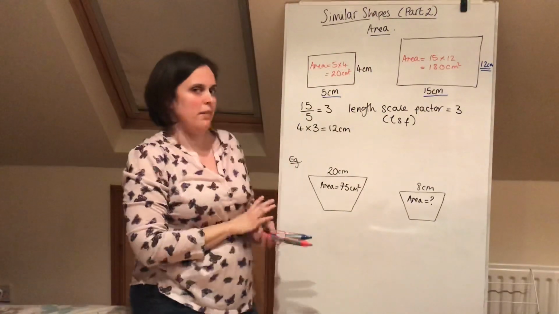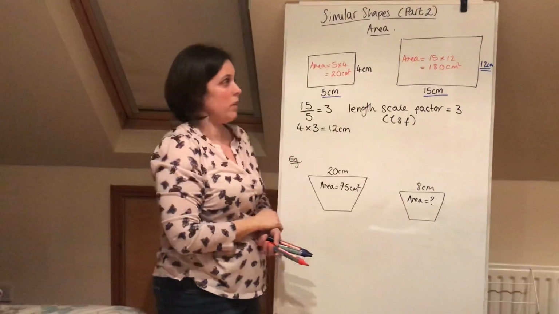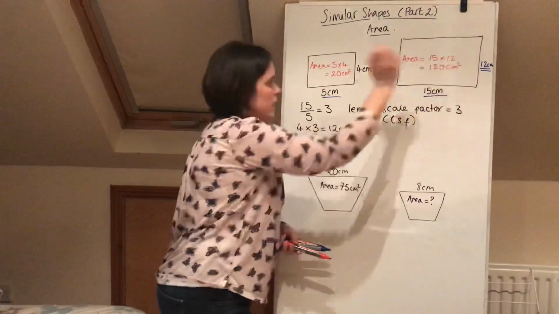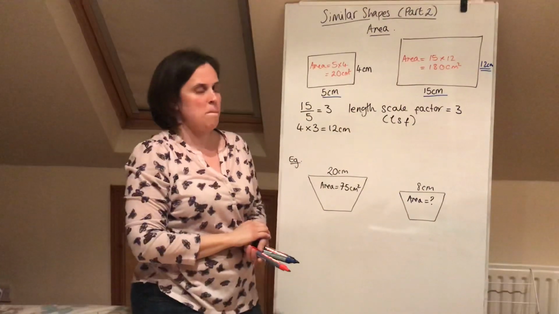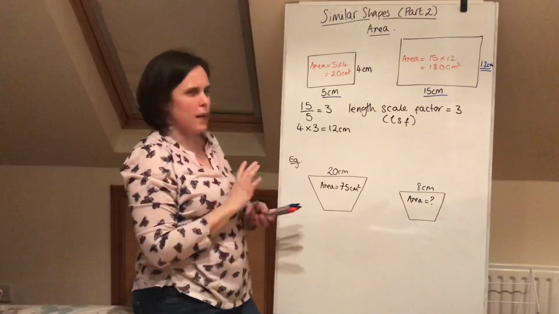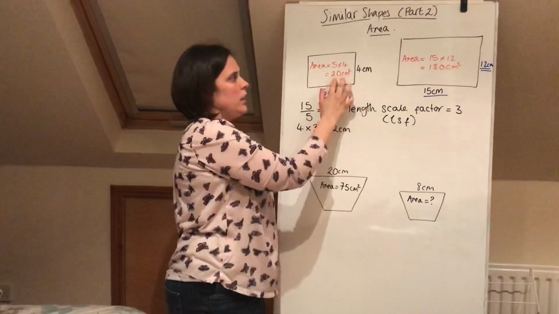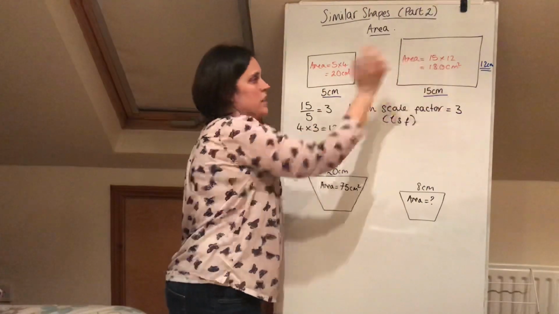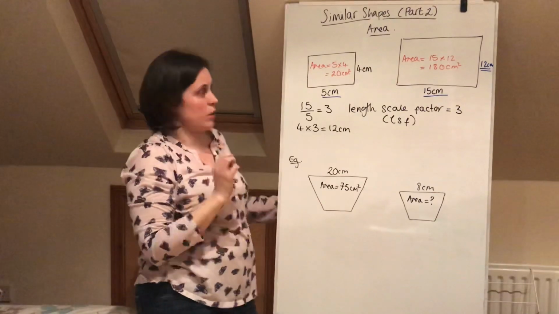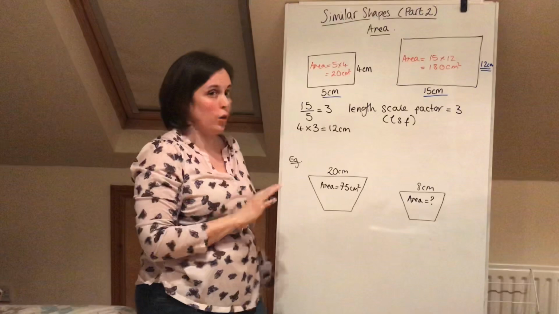Now, when we were comparing the lengths, we went from 5 to 15, we just times by 3. 4 times by 3 gives us the 12. Okay. The scale factor there was just 3. But what's happening this time? Well, if we think about our areas, this area is 20, this is 180, and in actual fact, what we've multiplied by here is 9, not 3.